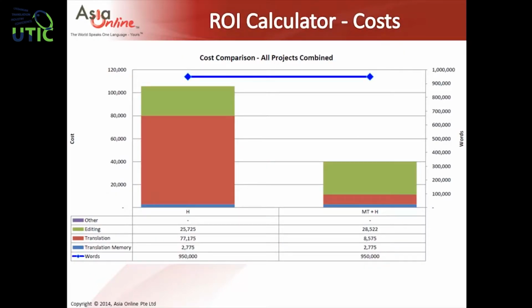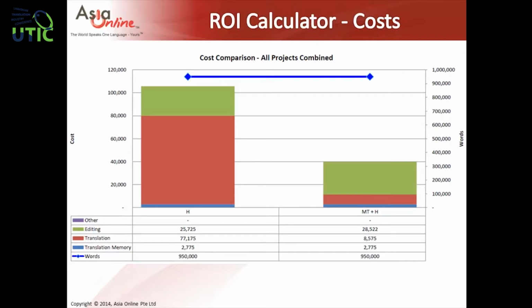So here's an example of a 950,000 word project, using a calculator that Asia Online makes available, and if you send me an email, I'd be happy to give you access to this. That shows you, with your very specific inputs, what the cost might be. So this is a human plus MT approach, that factors in all the MT costs, all the development costs, and shows you that, basically here at the cost level, yeah, it is going to be cheaper.